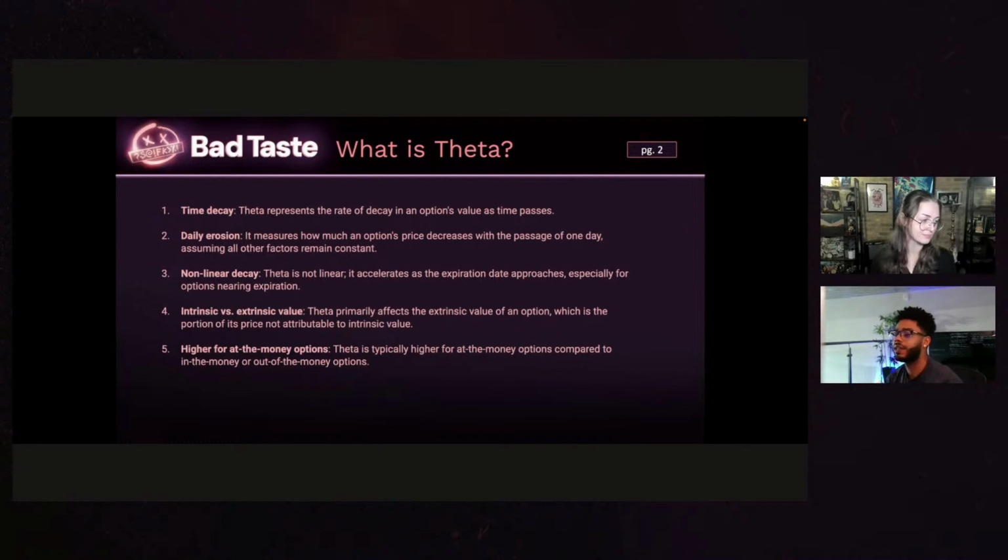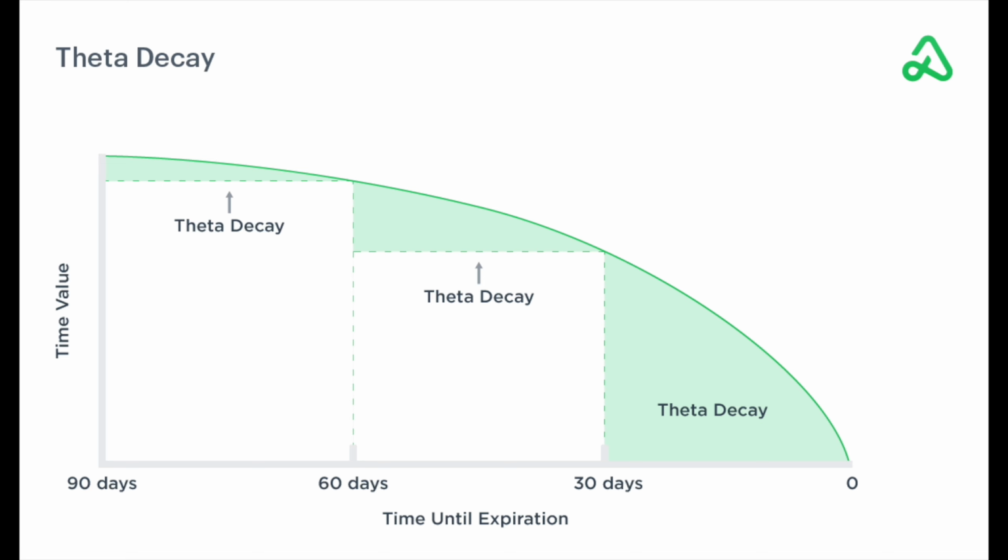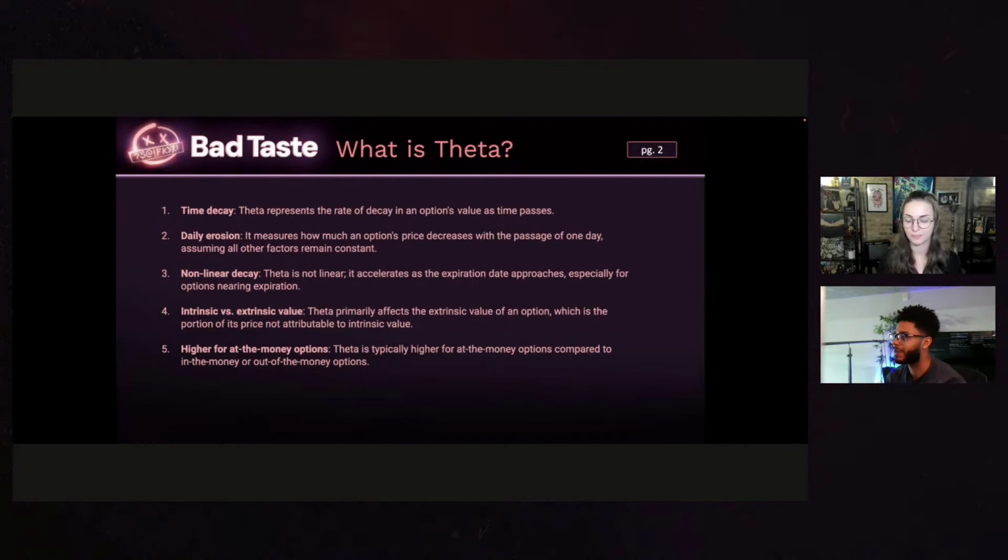Non-linear decay: theta is not linear. It accelerates as the expiration date approaches, especially for options nearing expiration. This is where it gets a little tricky when you're dabbling with 0 DTE options, because that theta is really going to accelerate, especially in those shorter-dated options. Trading 0 DTEs within the last hour or two is definitely something to keep in mind, but that's when your theta starts to break. That's when the outputs just stop making sense.